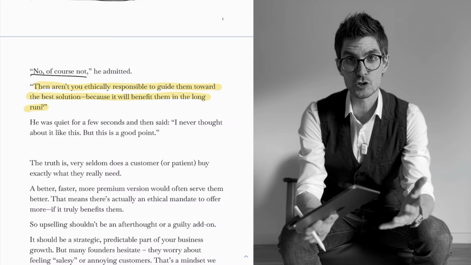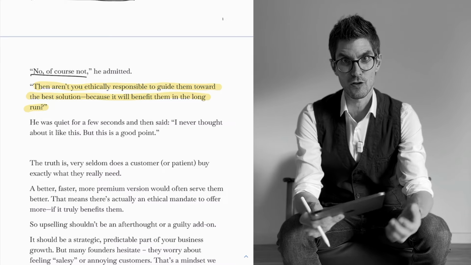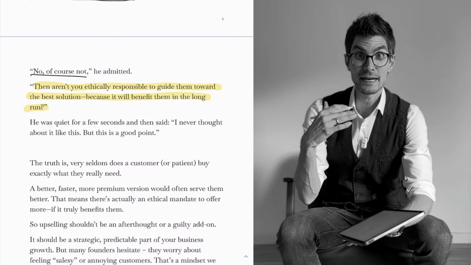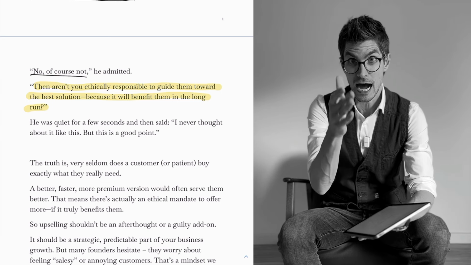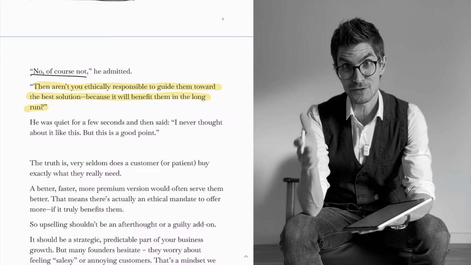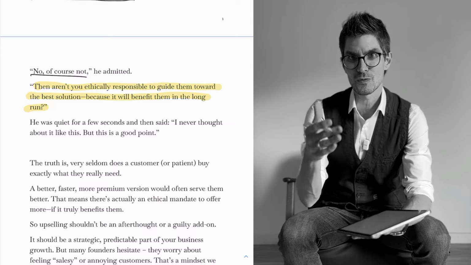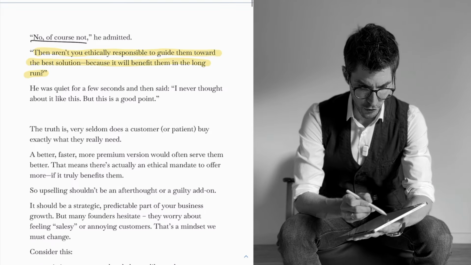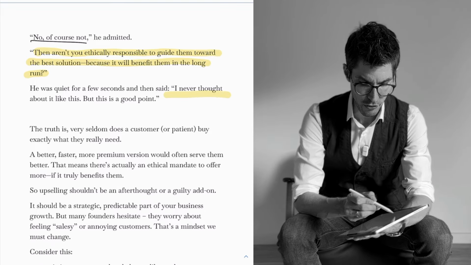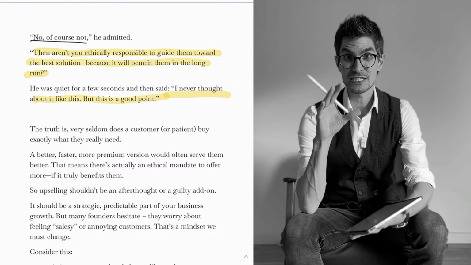I mean, isn't it true that if you take care of your teeth, do cleaning and all that extra jazz, by now we know that can actually extend your life a few years? And so are you not ethically responsible to actually sell them on more treatment so that they can live longer? And he thought for a few seconds and said, I never thought about it like this, but this is a good point. And this is the mindset shift.